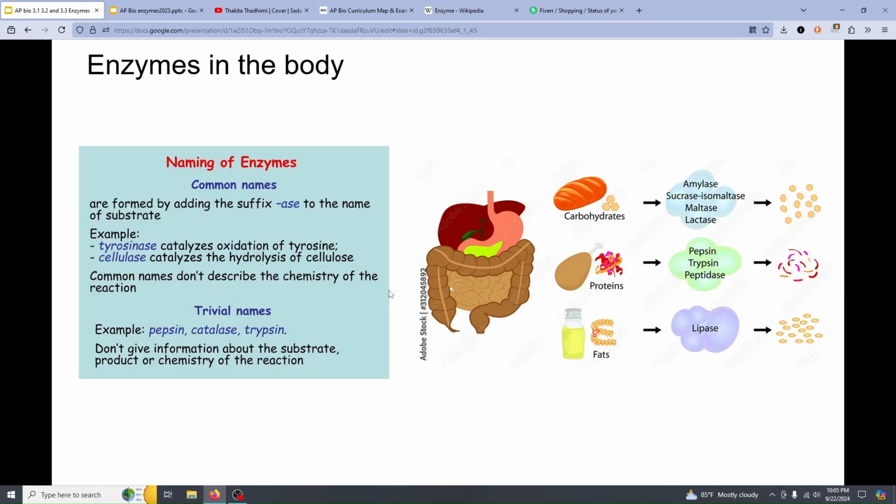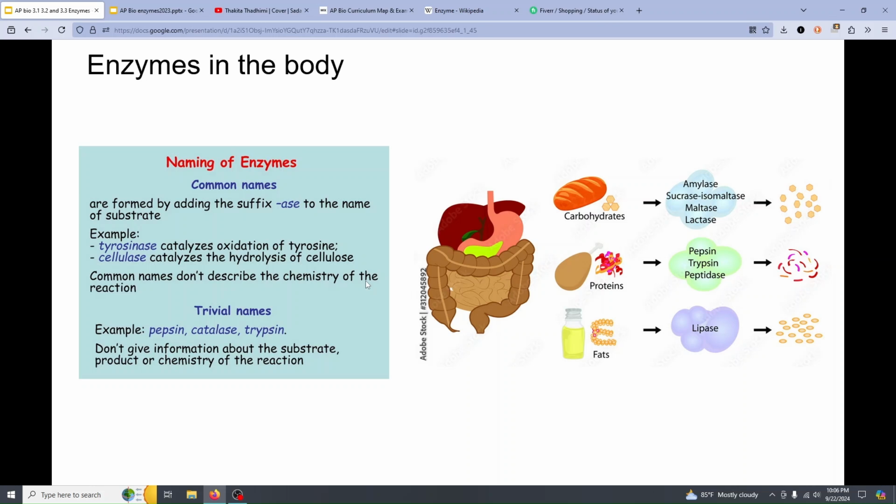Okay, finally, we're looking at naming of enzymes. Remember, OSE is for carbohydrates. Typically, ASE is added, and when you see ASE, it's talking about an enzyme. That's a common name. So, for example, cellulase means an enzyme that is capable of breaking cellulose.